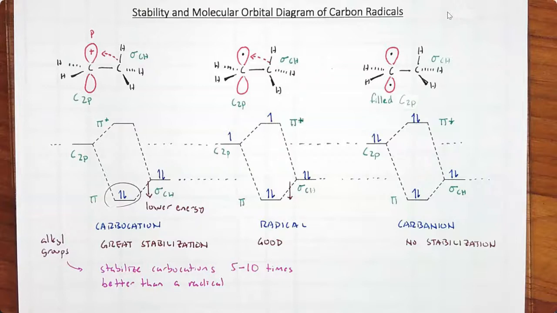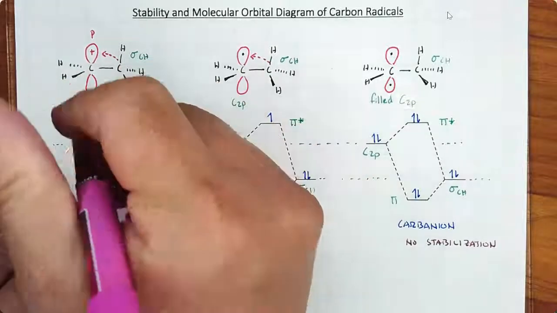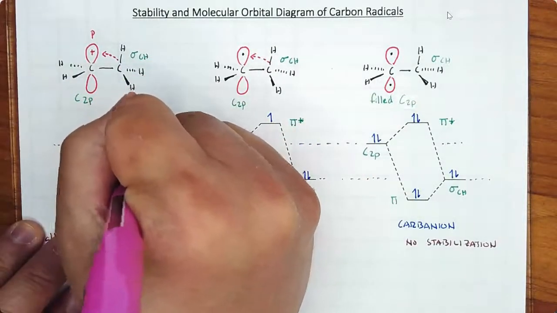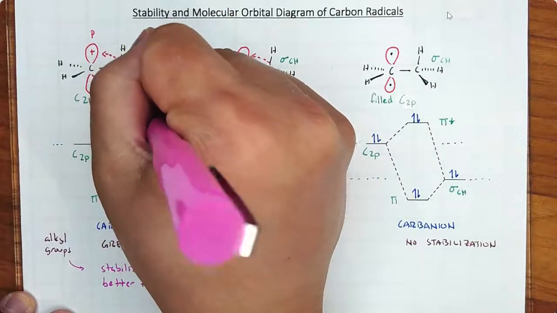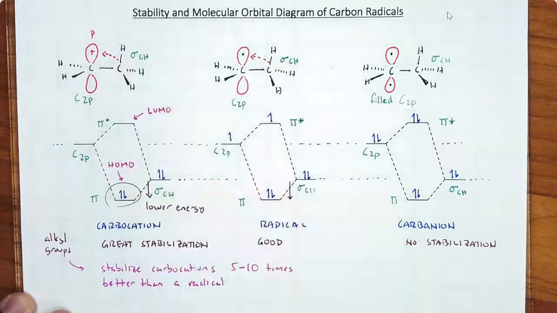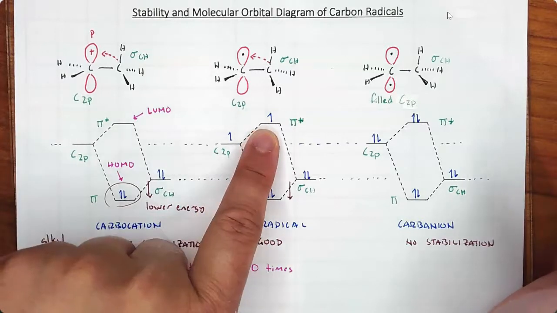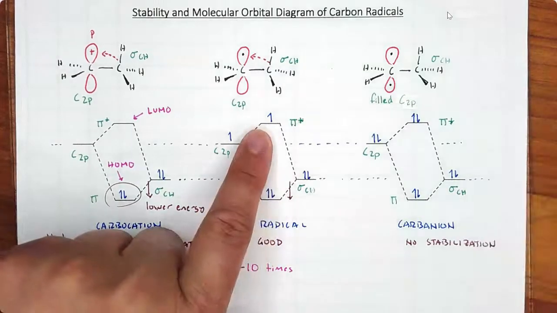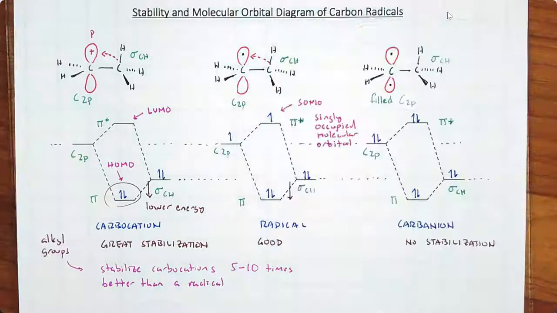Since we're talking about MOs, you may remember they have special names when you think about reactivity. For instance, this would be the HOMO, the highest occupied molecular orbital for this carbocation, and this would be the LUMO, the lowest unoccupied molecular orbital. We do have a HOMO for the radical, but here this is not fully filled, but it's not empty. This has a special name. This is called the SOMO, the singly occupied molecular orbital.